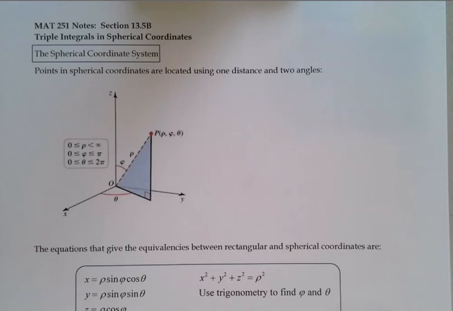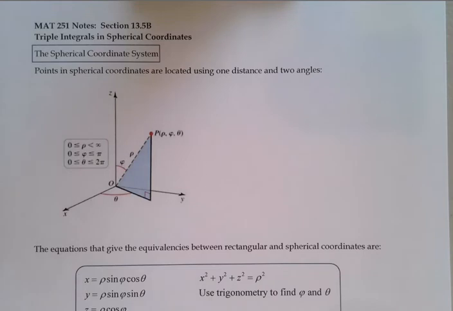This is Math 251, Section 13.5, Part B. We've now seen two different coordinate systems where we can set up triple integrals. The rectangular coordinates, x, y, and z, and then cylindrical coordinates, where two of the variables became polar, r and theta, and we kept the third variable from the rectangular system.